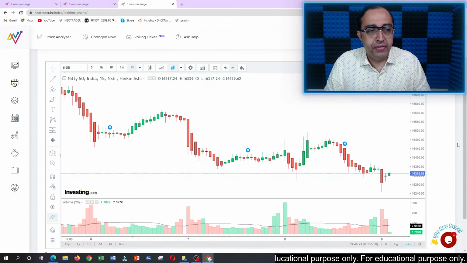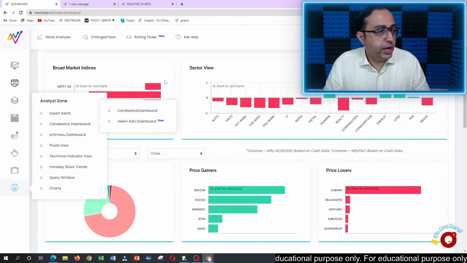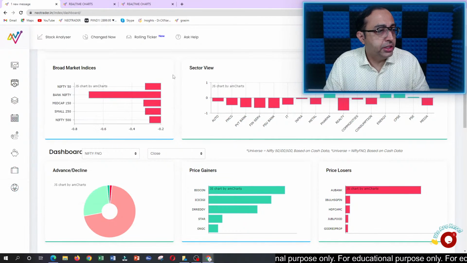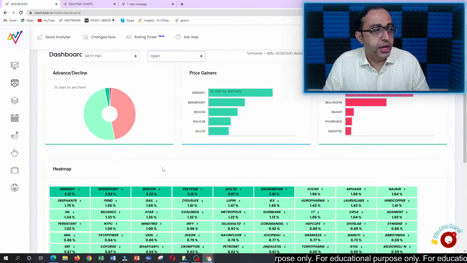And we are seeing based on Heikin-Ashi that the market is trying to rebound. So at the moment, let's take a look at the dashboard here. You can see this is the dashboard, and if I put it from the open, at the moment the dashboard is showing.